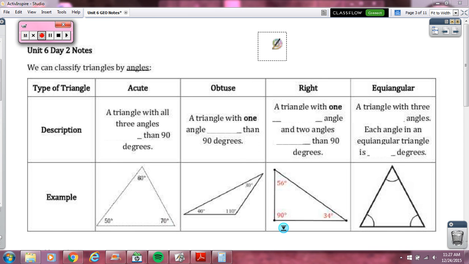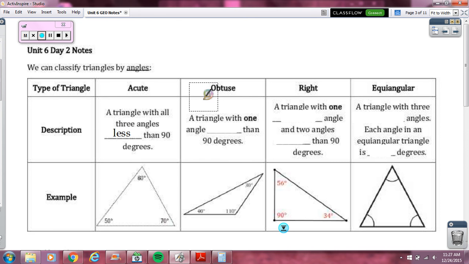Okay, everybody, day 2 notes, equilateral and isosceles triangles. We can classify triangles by their angles. You've probably heard a lot of these vocab words before. Acute triangles are triangles where all 3 of the angles are less than 90 degrees. Here's a picture of one.